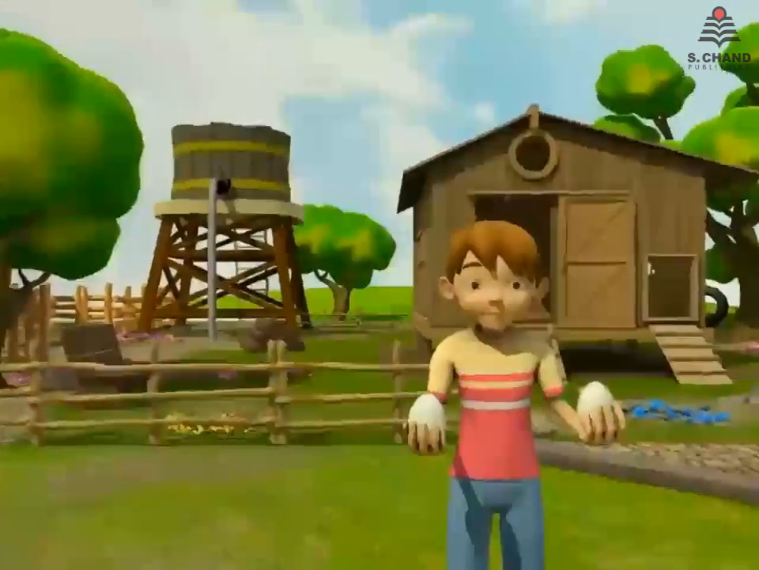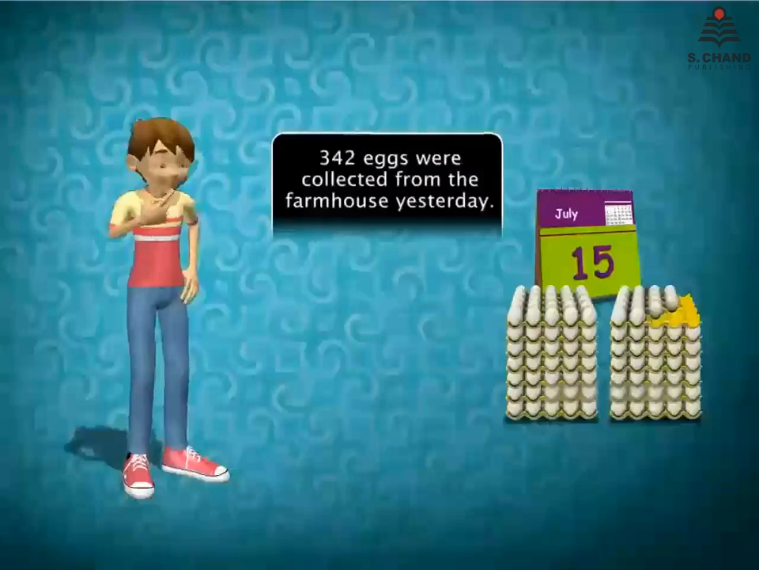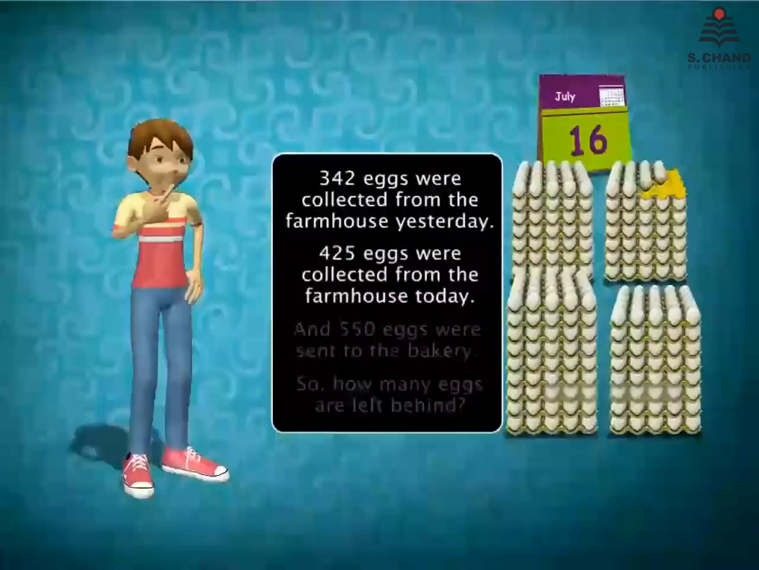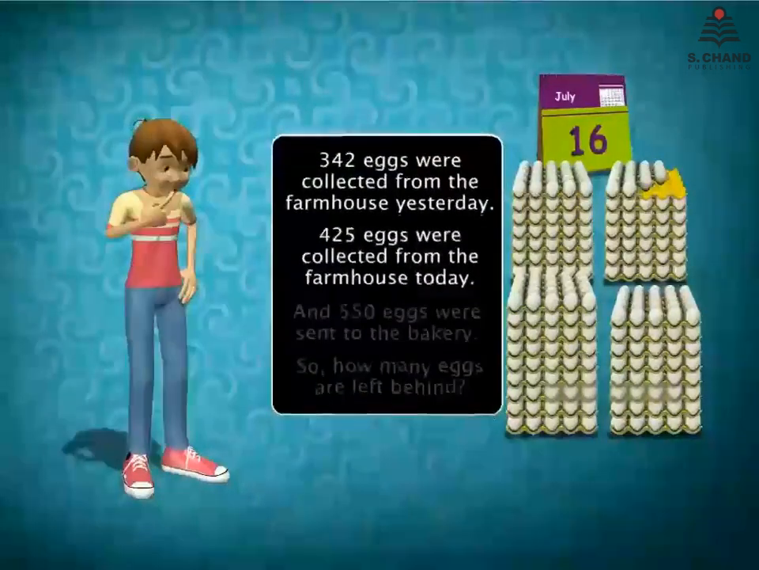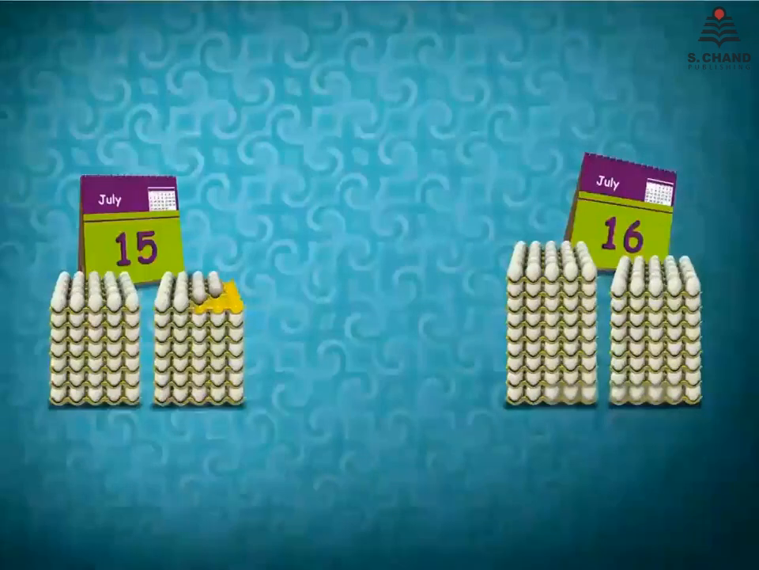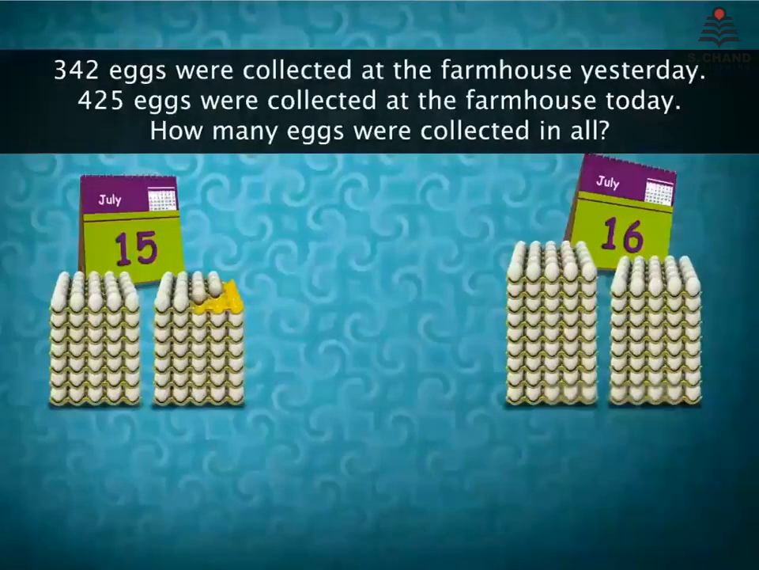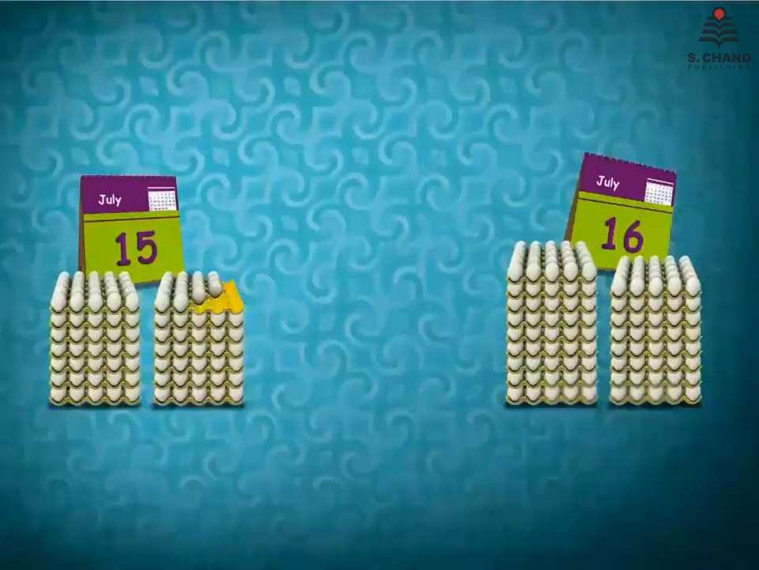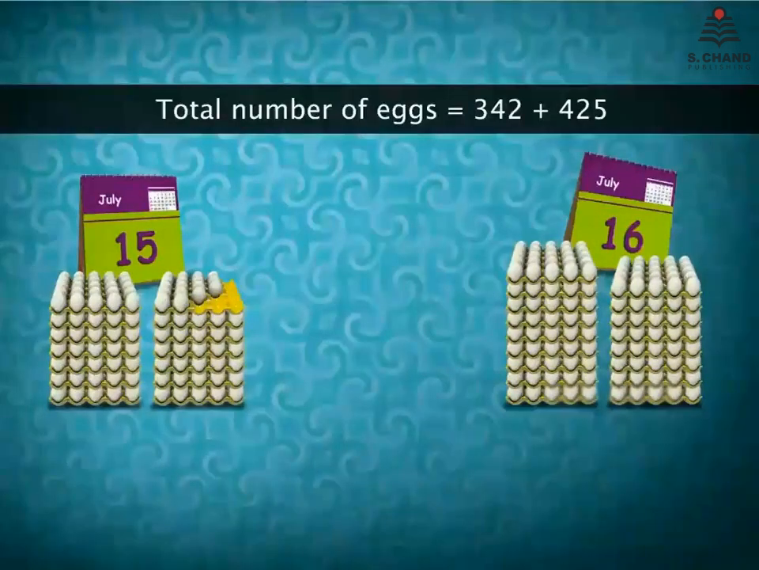Well, relax, Sam. Let us look at the problem again. Let's divide the problem into two parts. Let's first find out how many eggs were collected in all. Now, how can we find out the total number of eggs collected? By addition or subtraction? Addition, of course. To find the total number of eggs collected, we have to add 342 and 425.